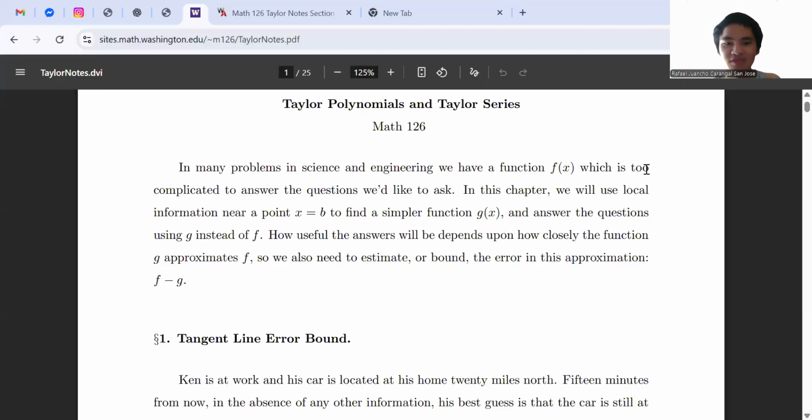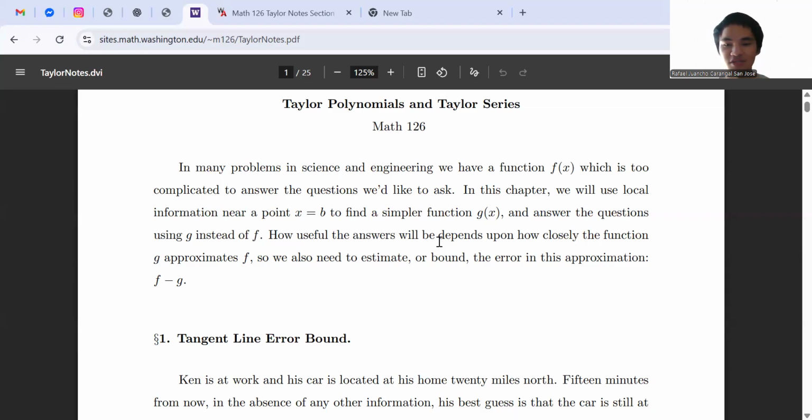So in many problems in science and engineering, we have some function f of x, which is too complicated to answer the questions we'd like to ask. So in this chapter, we will use local information near a point, x equals b, to find a simpler function g of x and answer the questions using g instead of f. How useful the answers will be depends upon how closely the function g approximates f, and so we also need to estimate or bound the error in this approximation, which is f minus g.